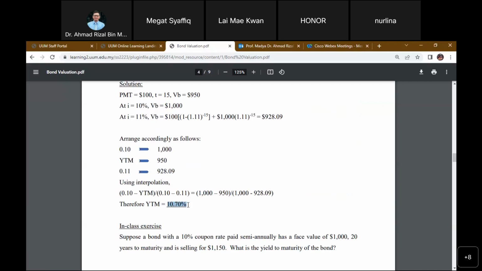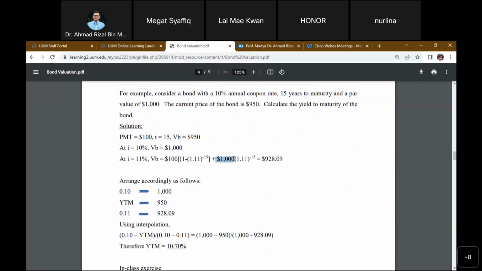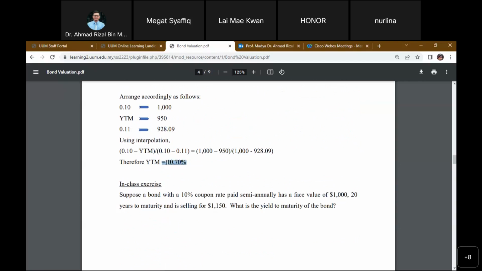You have to digest that. The only way you will get that yield to maturity of 10.7% is if you purchase it at this price, which is 950, get this annual coupon of $100, and keep it for 15 years until maturity, in which you will also get the par value of 1,000 at the end. Then only would your yield to maturity be 10.7%. You get that, right? That is very important.